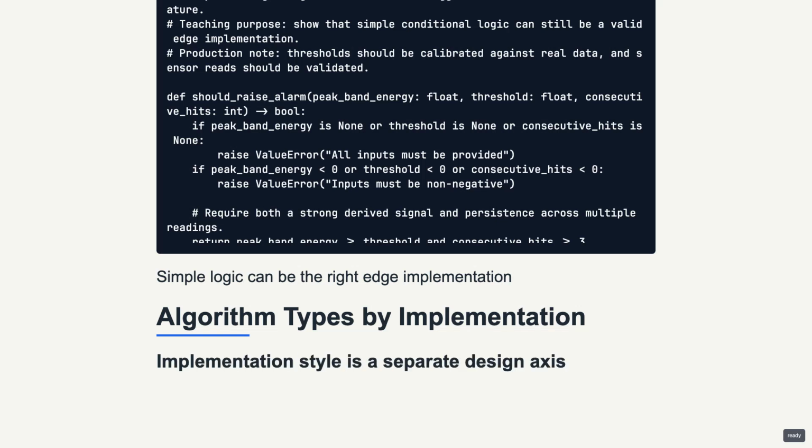Algorithm choice is not only about the task itself. It is also about the form the decision takes inside the device, because that form controls cost, clarity, and deployment risk.